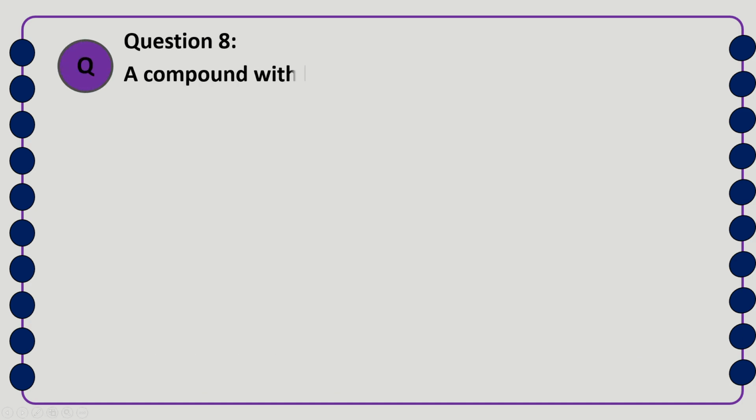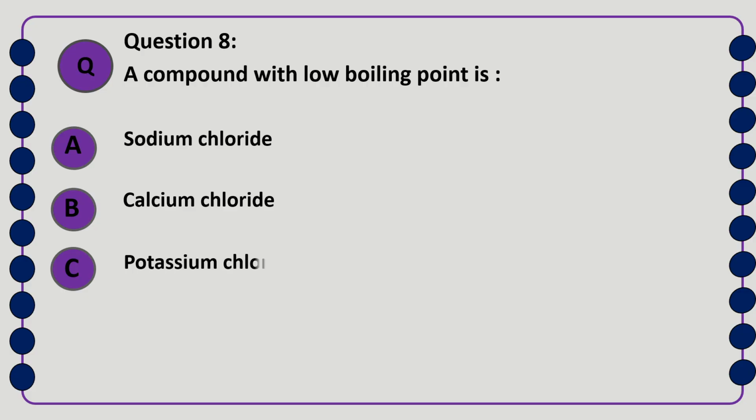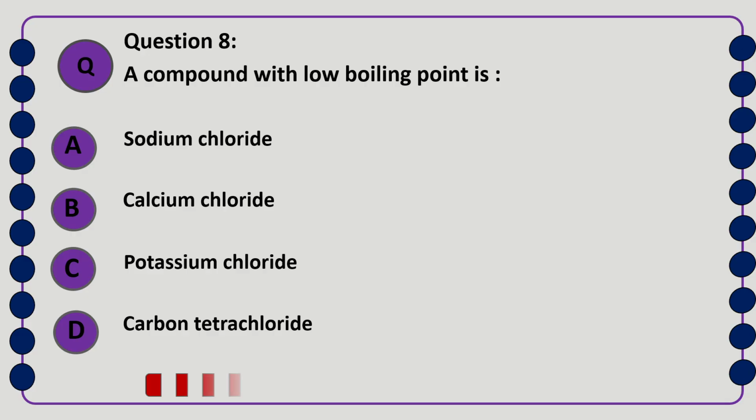Question number 8. A compound with no low boiling point is sodium chloride, calcium chloride, potassium chloride, and carbon tetrachloride.